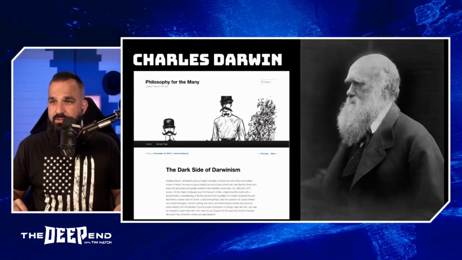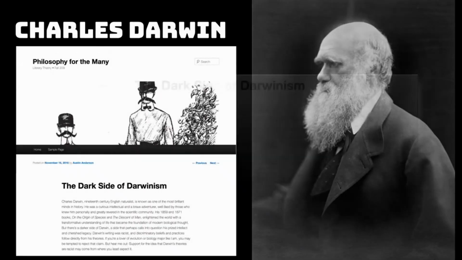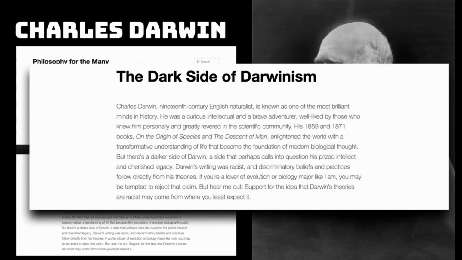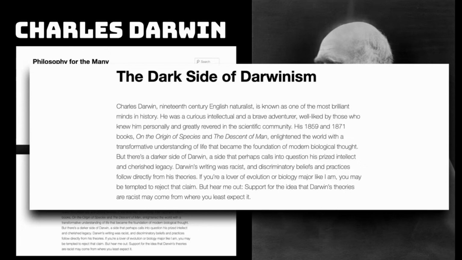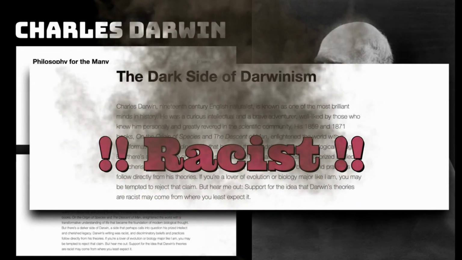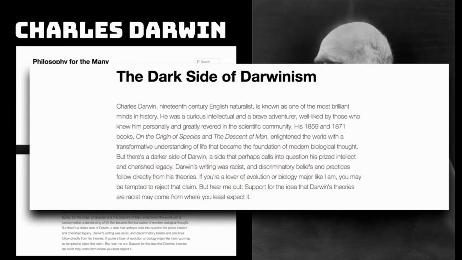So he writes about this. Charles Darwin was a 19th century English nationalist, known as one of the most brilliant minds in history. He was a curious intellectual and a brave adventurer, well-liked by those who knew him personally and greatly revered in the scientific community. His 1859 and 1871 books, On the Origin of Species and The Descent of Man, enlightened the world with a transformative understanding of life that became the foundation of modern biological thought. But there's a dark side to Darwin, a side that perhaps calls into question his prized intellect and cherished legacy. Darwin's writing was racist, and discriminatory beliefs and practices followed directly from his theories.